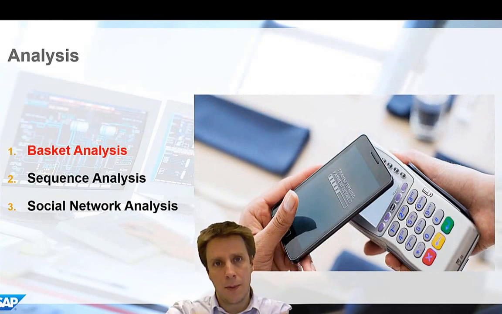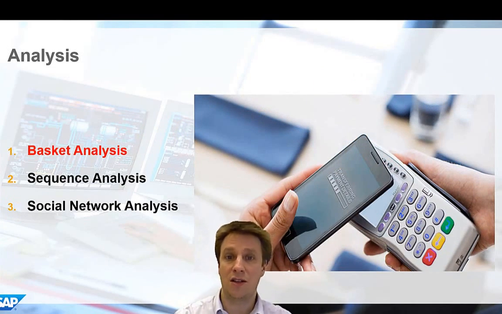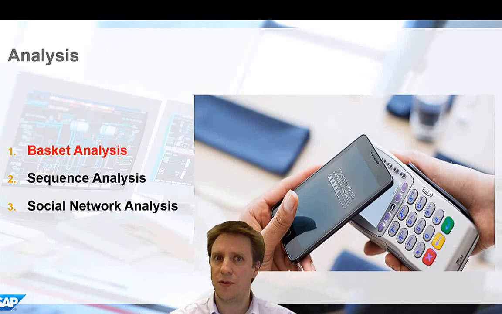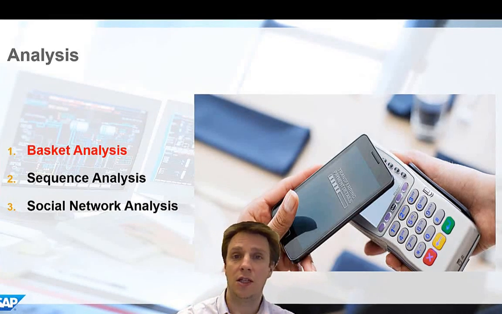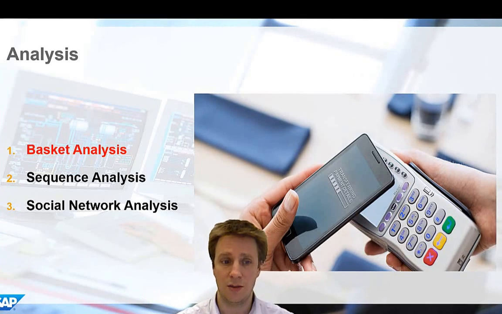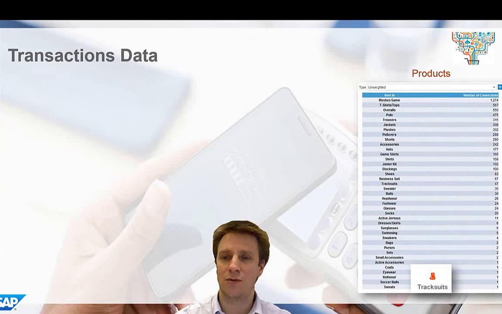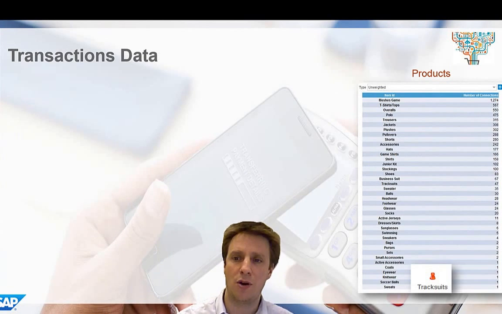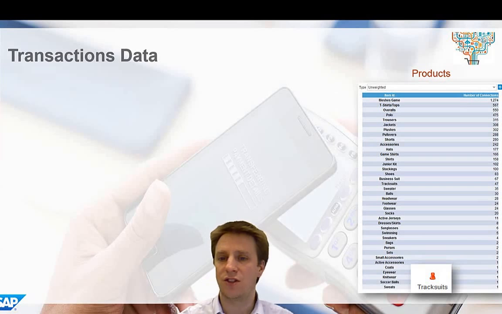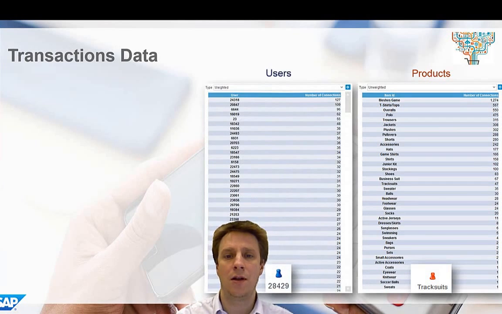Well, I will go more into details now about basket analysis, but there are different types of analysis that you can do, and in later videos I will speak about sequence analysis and social network analysis. But today it's about analyzing transactions for making basket analysis. So on the one side you have products, t-shirts, polos, etc. On the other side you have buyers, consumers, users, right? So Jeff, Mark, Phil, etc.